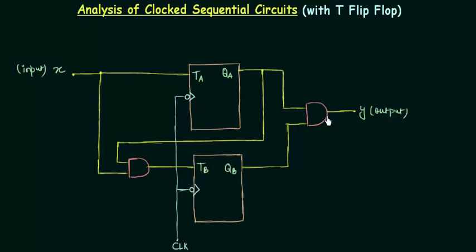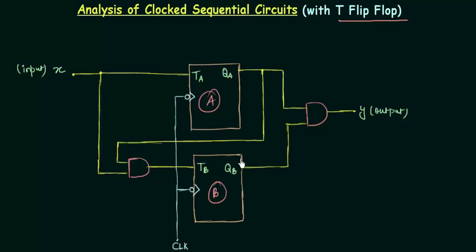We have already completed the analysis of clocked sequential circuits with D flip-flop and with JK flip-flop. Now we are going to do the analysis with T flip-flop, and this is the last part, or you can say the last lecture in this analysis part. On your screen you can see the circuit having the T flip-flops, and the two T flip-flops are, let's say, A and B. The outputs are QA and QB.